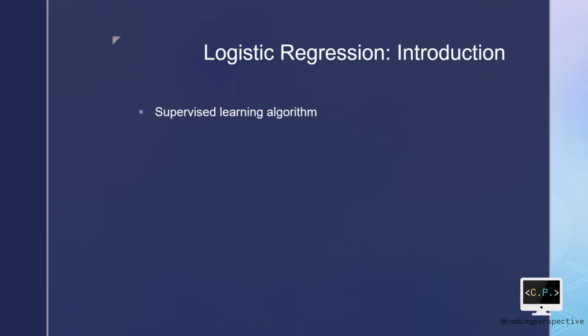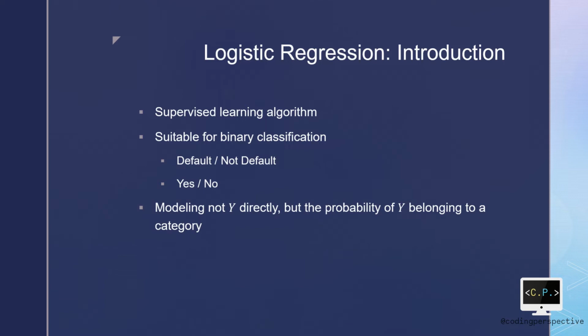Let us start. We will start by introducing the method. It is a supervised learning algorithm. In its construction, it is suitable for binary classification problems where you have only two outcomes. It can be a task for finding whether a customer defaults or not, or a task that has outcomes of yes or no. In logistic regression, we model the probability of Y belonging to a category rather than modeling the response directly, which is the case in many regression problems.